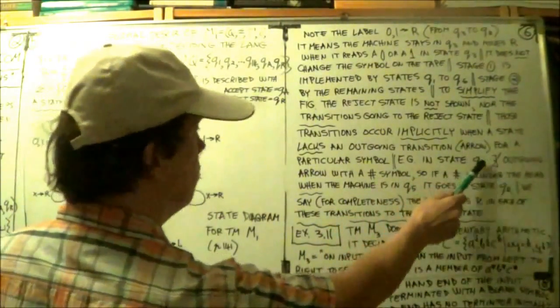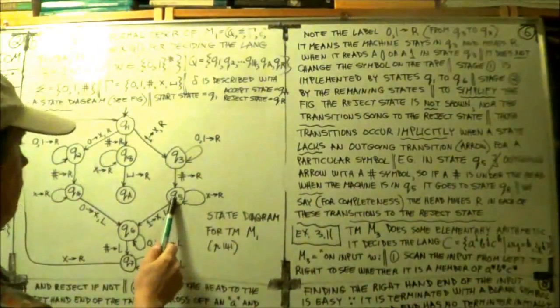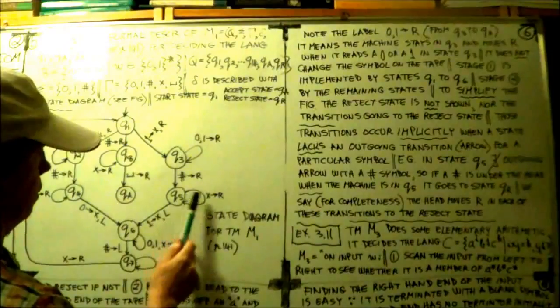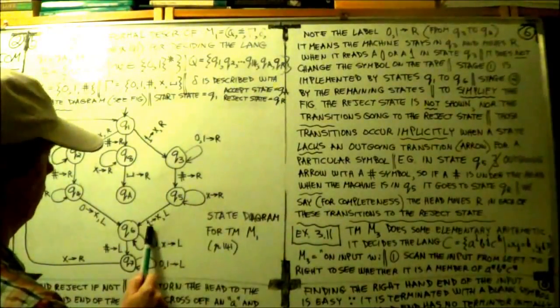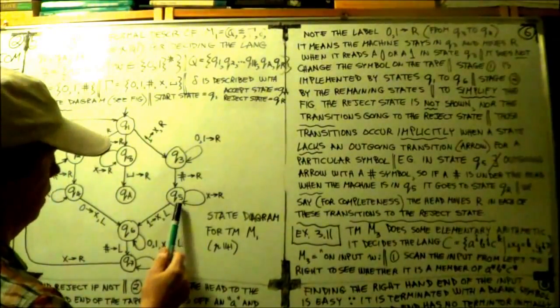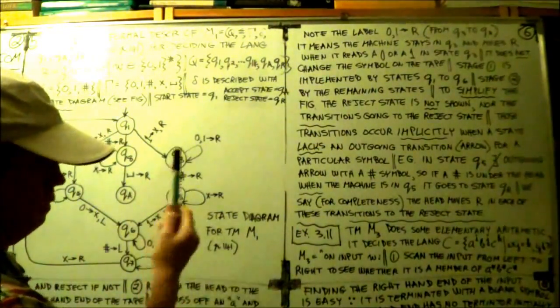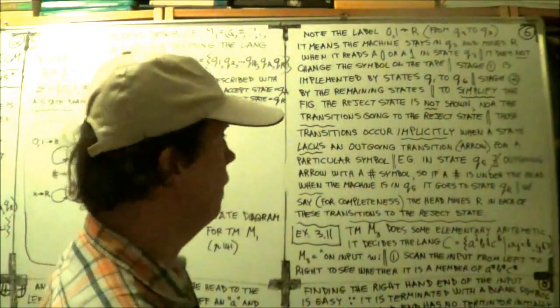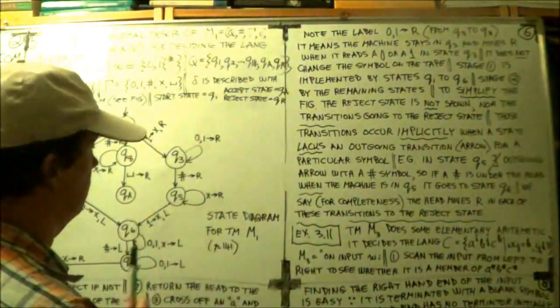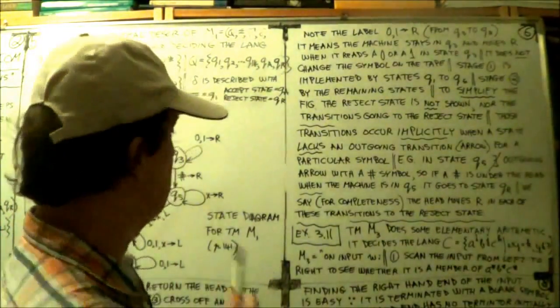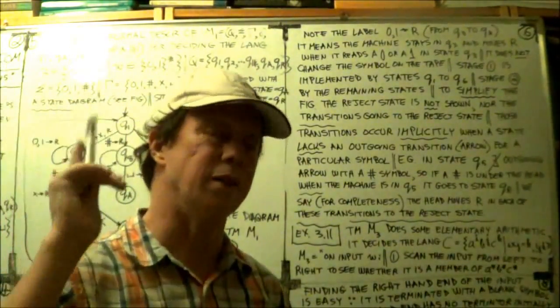Well, let's have a look. Q5 reading hash. Well, there's no mention of it. There's a mention of reading X. There's a mention of reading 1, but there's no mention of reading hash. Just rejects. If you're reading a hash in state 5, you would reject, and then you need to say, well, why?